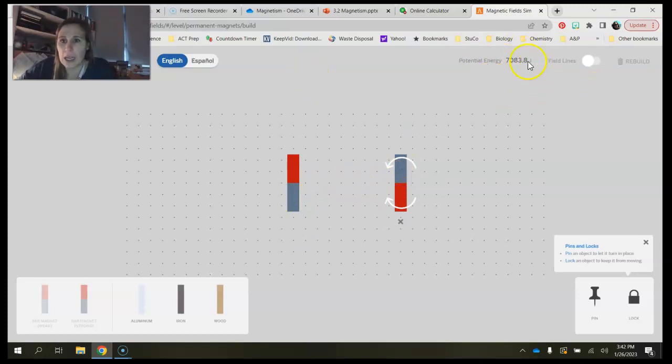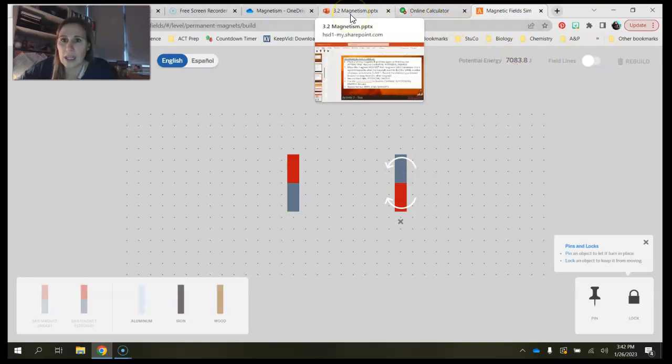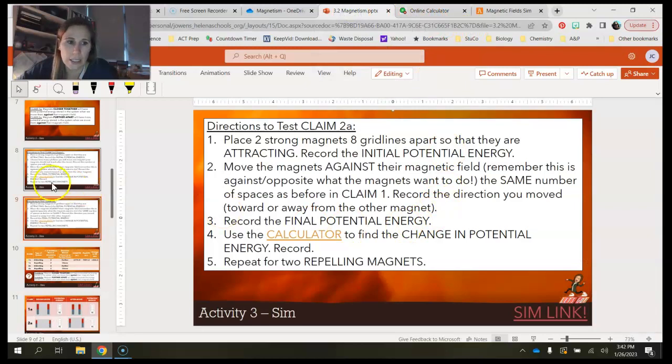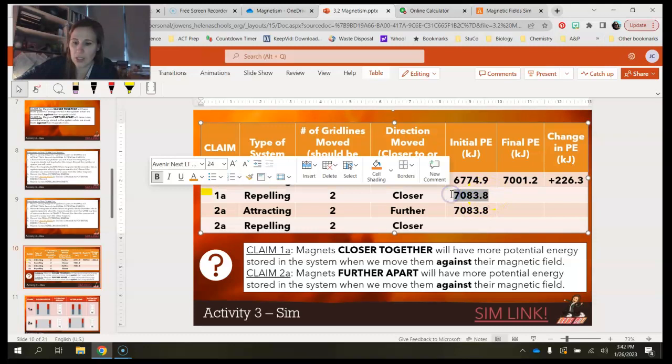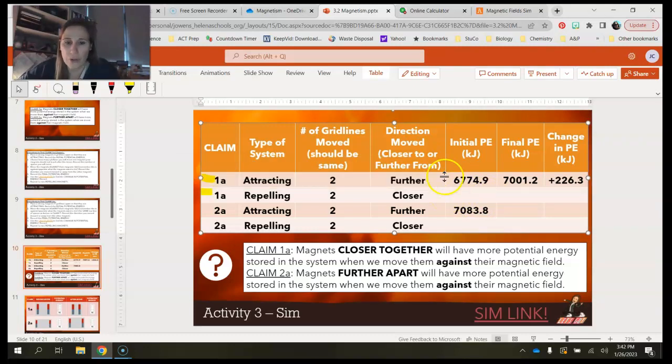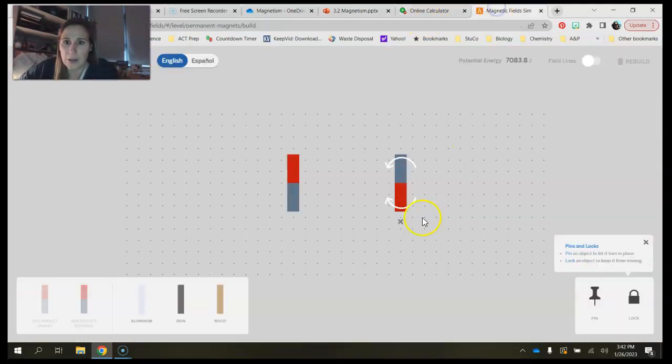And I'm going to go ahead and record 7083.8. Oh, sorry, wrong one. 7083.8. There we go. So this is my attracting system that is further apart. And then I'm going to go ahead and move them against. So I'm going to move them 2 more away from each other.